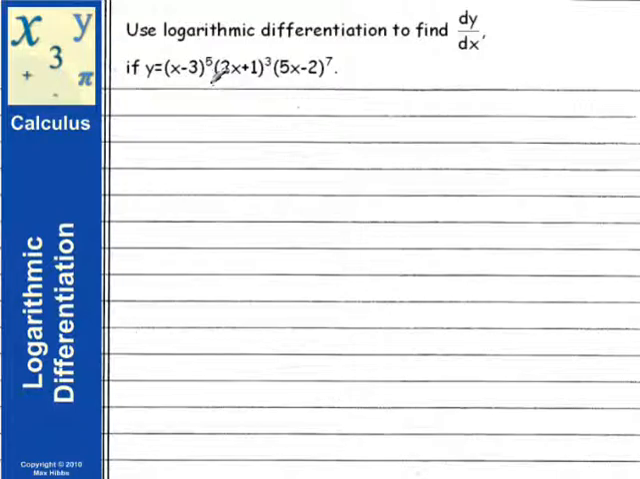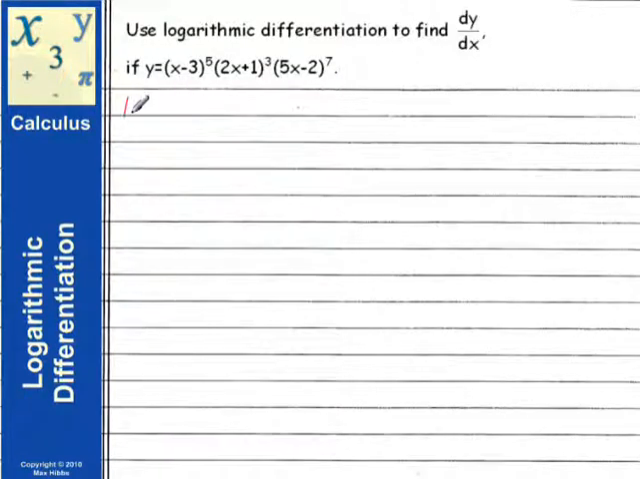This looks like we don't really know how we might approach this. I suppose we could do this using a normal method, but the three factors make it a little bit difficult for us. So using logarithmic differentiation, first we take the logarithm of both sides.